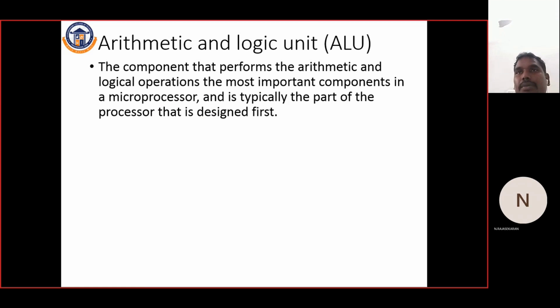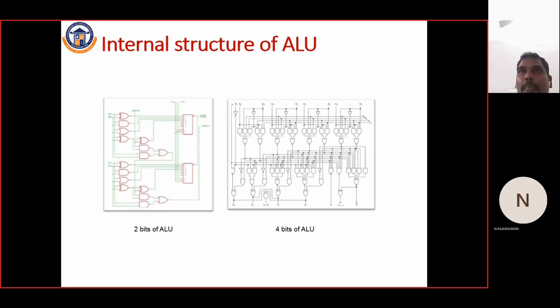The arithmetic and logical unit is the component that performs arithmetic and logical operations, the most important component in the microprocessor, and typically the part of the processor that is designed first. So ALU is nothing but the arithmetic logical unit. It performs arithmetic and logical operations. It is the most important component of your microprocessor. Then the internal structure of the ALU: a 2-bit ALU, a 4-bit ALU, nothing but a combination of logic gates.